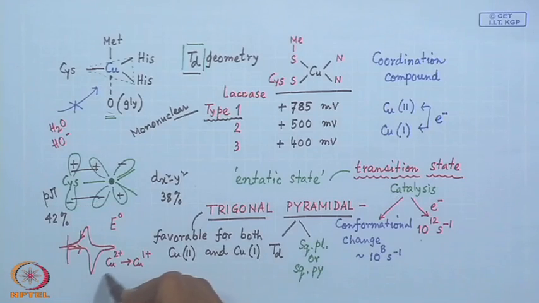So, if your measurement tells you that some asymmetry has been generated in the cyclic voltammetric pattern, you can say that during the electron transfer a conformational change is taking place. So, one particular geometry is changing to the other geometry. That we will see in the next class.